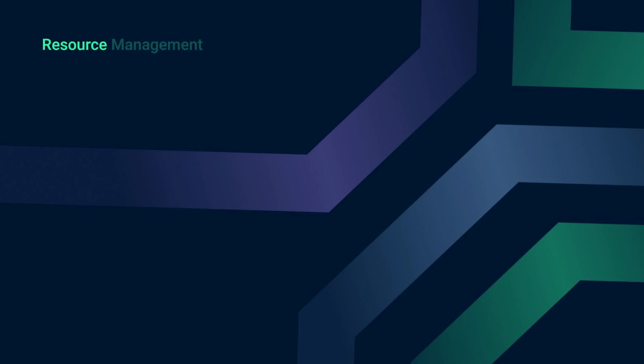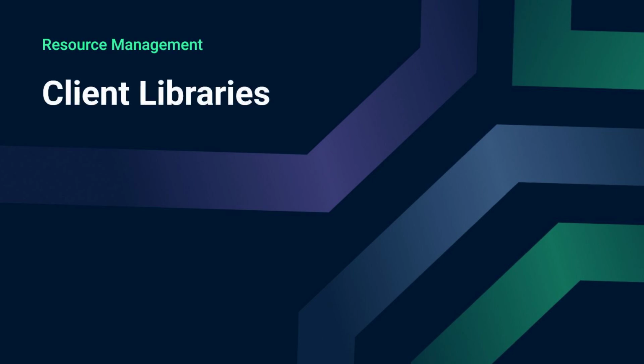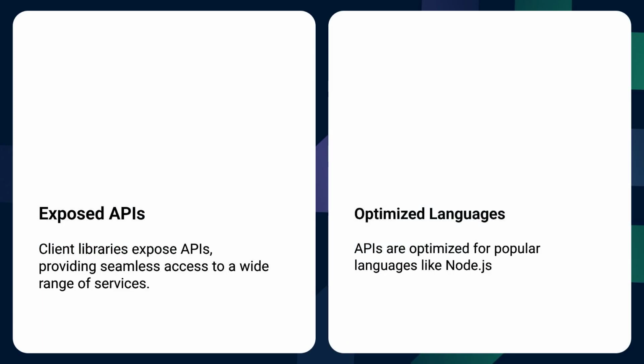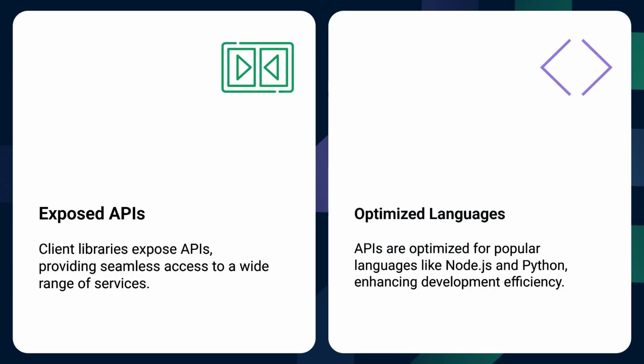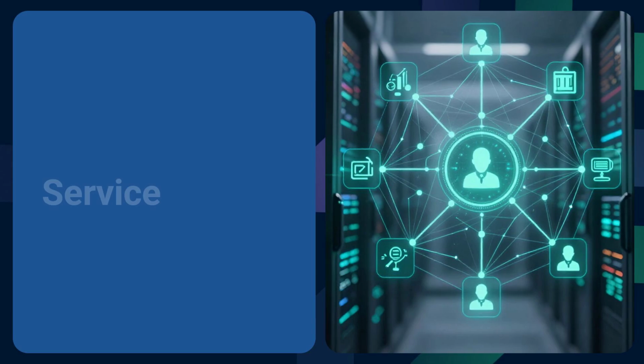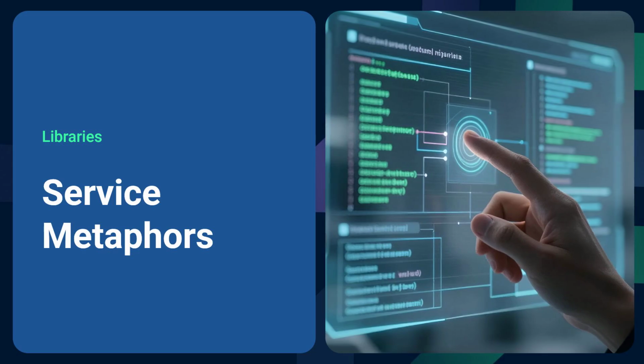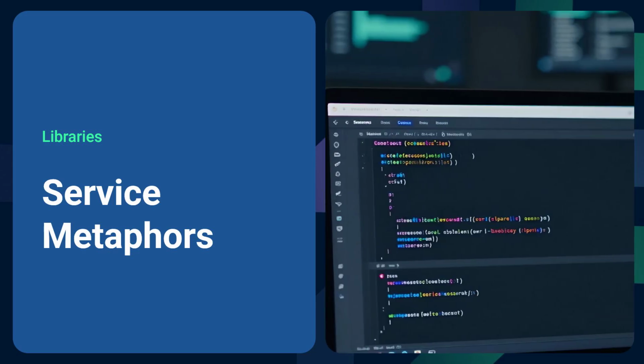You can also take advantage of client libraries. Client libraries allow you to create and manage your resources. They expose APIs, and they do this for two reasons. Application APIs provide access to services, and they're optimized for supported languages, Node.js and Python being two of these. The libraries are designed to run on service metaphors, so you work with services more naturally, and you don't have to write so much code.